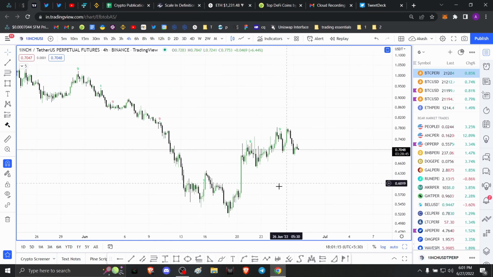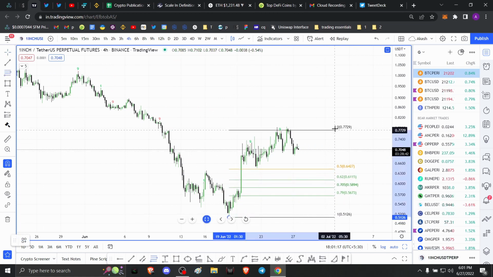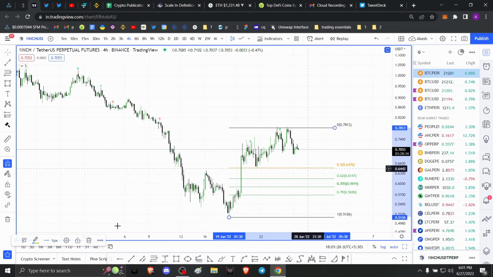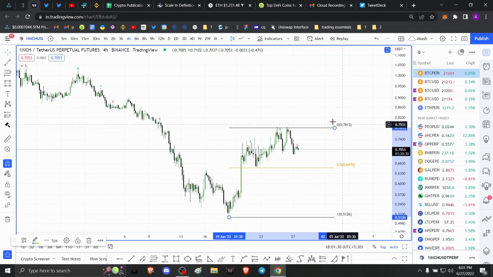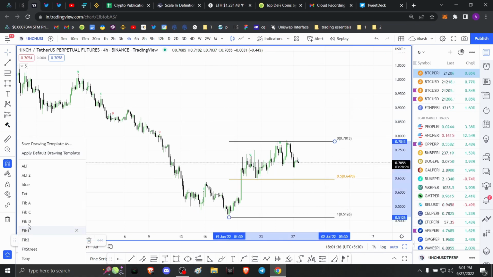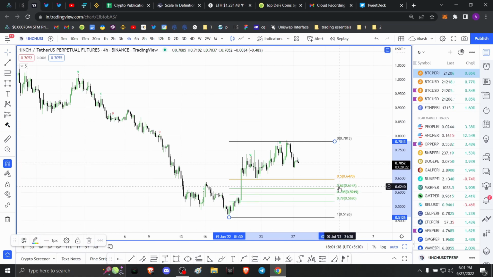So it's pretty simple. Let me just use my Fib tool. My Fib tool basically consists of 0, 1, and 0.5. So the basics include 100%, 0, and the midpoint. After this, you can add a couple more things here, which is the 0.62 retracement level, 0.705 and 0.79.